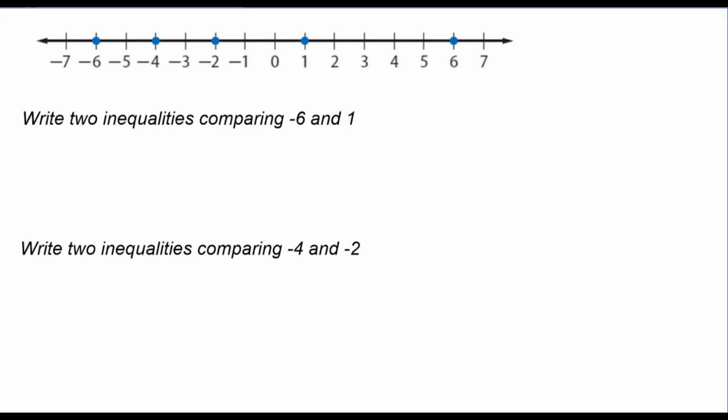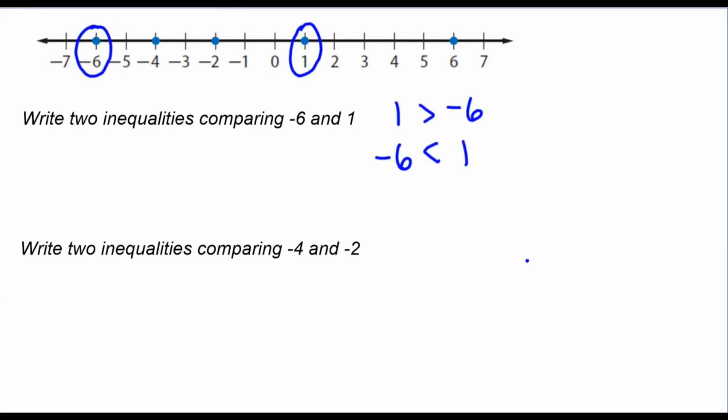And then here we want to make some comparisons between integers. So we're going to write inequalities. There are actually two inequalities you can write for any comparison that you make between two numbers. We want to write two inequalities comparing -6 and +1. Well, -6 is right here on the number line, and +1 is right here on the number line. 1 is further to the right on the number line, so that means 1 is greater than -6. So we could write that inequality, 1 is greater than -6, or we can turn that statement around and say the same thing, but say -6 is less than 1.